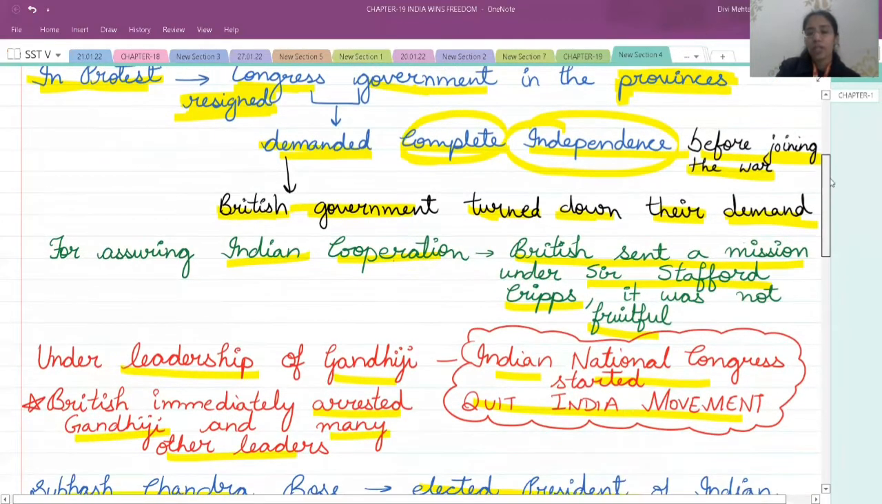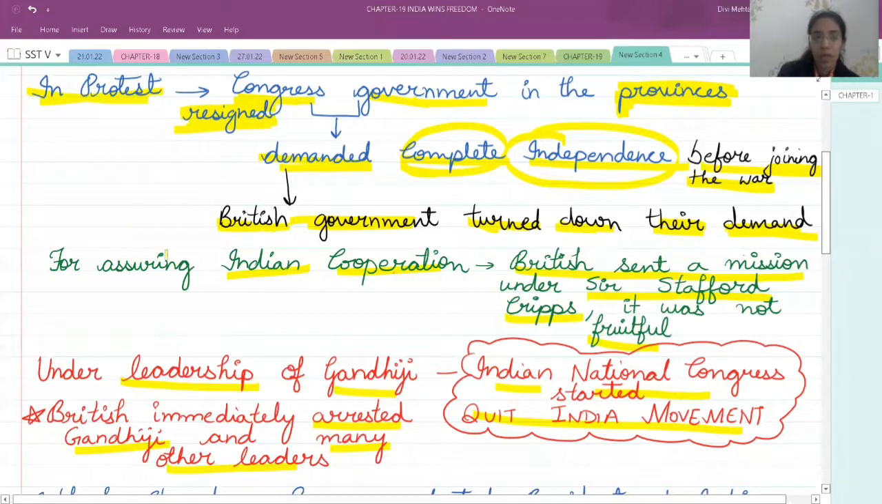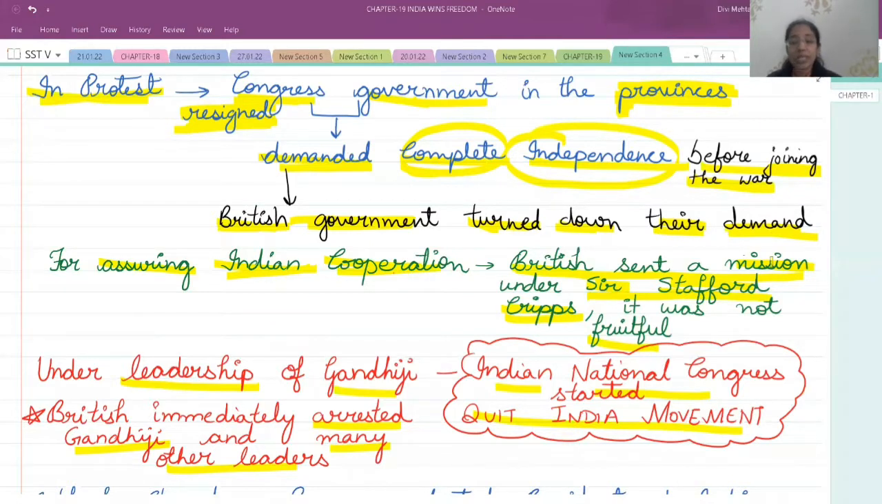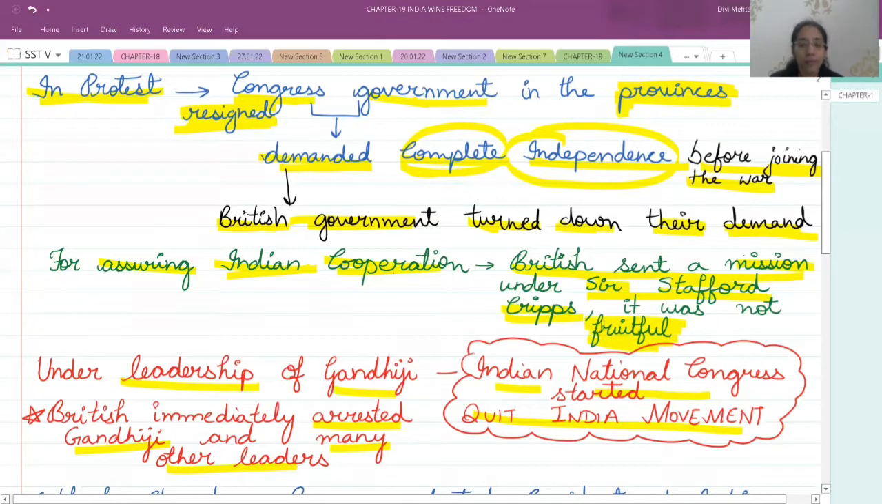Now Britishers wanted Indian cooperation. For assuring that all the Indians would cooperate, they sent Sir Stafford Cripps. It is a person's name. This person came on a mission to tell Indians to cooperate with the Britishers in World War II, that they should participate. But it was not fruitful, meaning there was no positive response from the Indian side. The mission failed. Failed means Indians said no to cooperation.